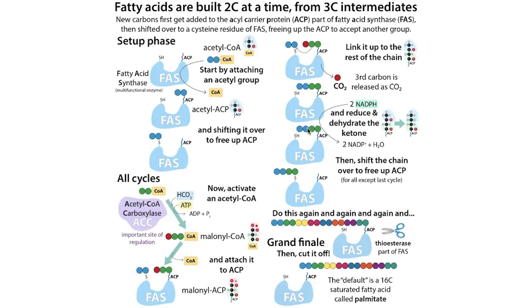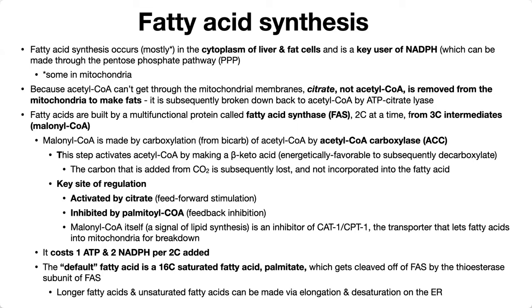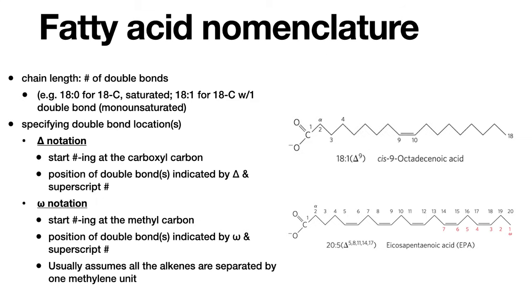by the thioesterase subunit. Longer fatty acids and unsaturated fatty acids can be made via elongation and desaturation on the ER. One note, though, is that although we can add double bonds, we can't do so past the 9-10 position in our delta nomenclature.